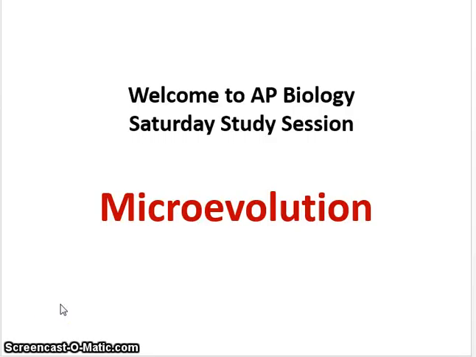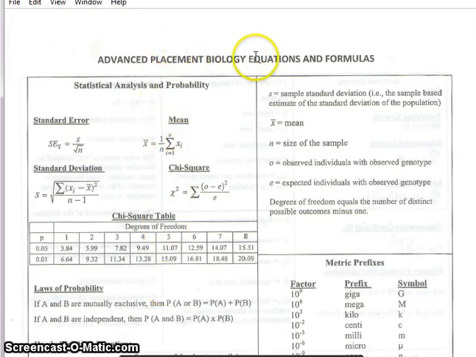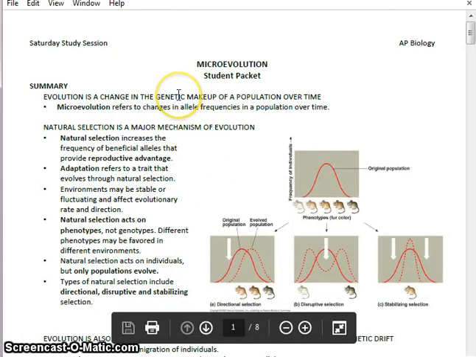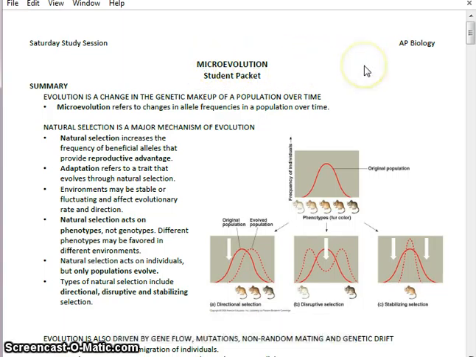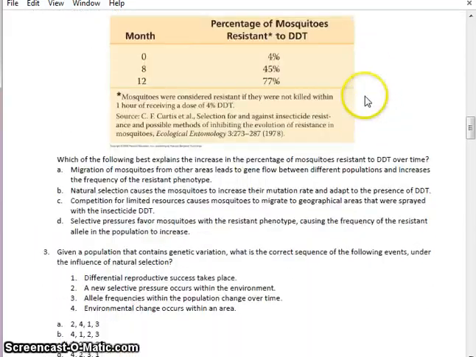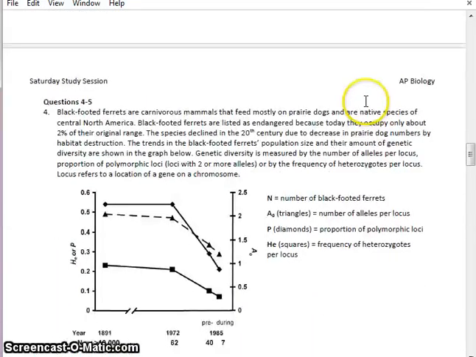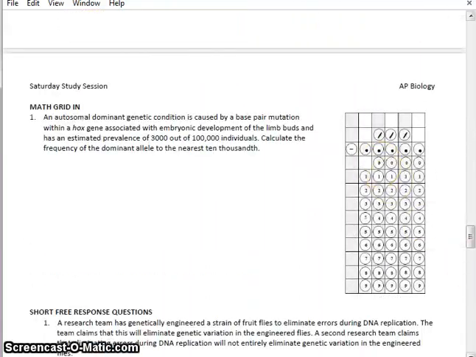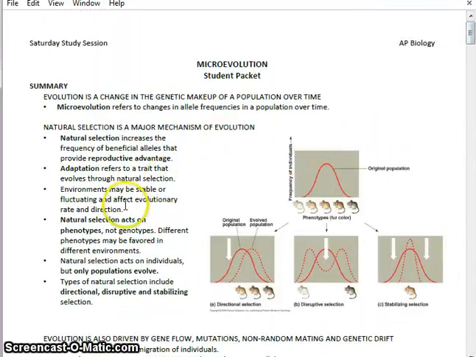Today I'm going to be talking about the Saturday study session for microevolution. Hopefully you have a few of these things with you. Hopefully you have your AP equation and formula sheet with you. That's always going to come in handy. And for this session you should have printed off or have in front of you the microevolution student packet for the Saturday study session guide. We'll go through the multiple choice questions, some grid-in questions, and then finally some FRQ questions. So let's go ahead and get started.